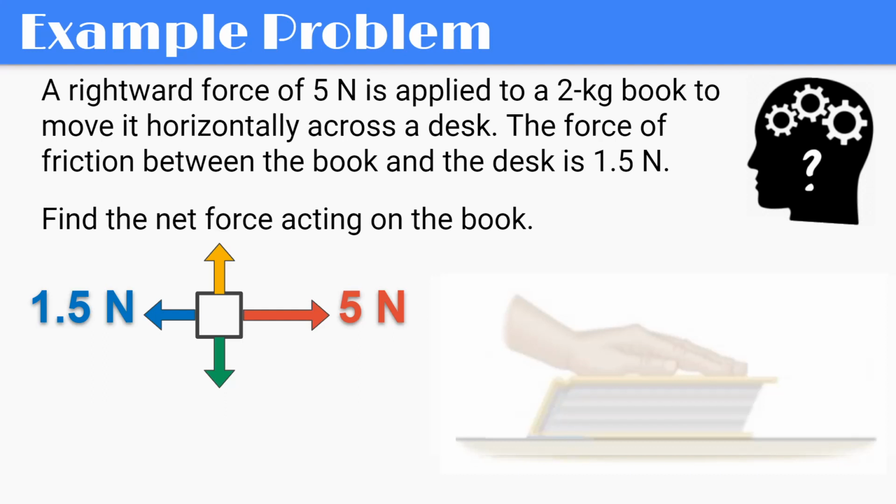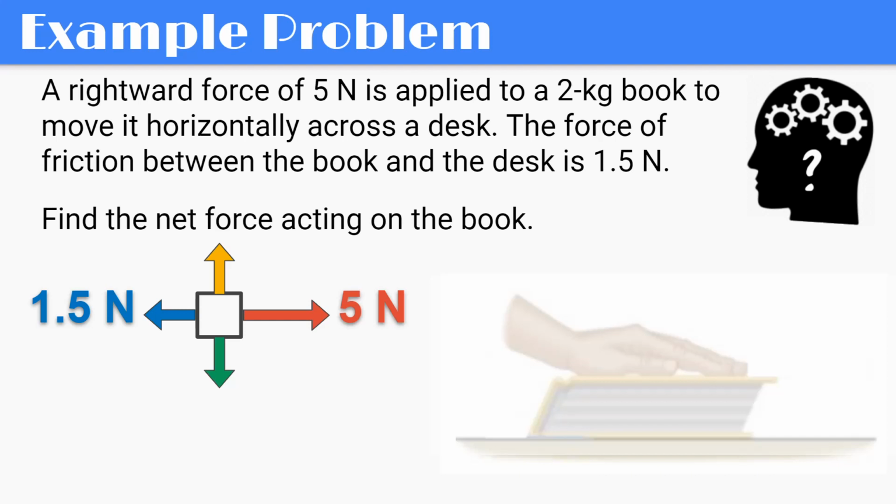All right, let's look at this example. A rightward force of 5 newtons is applied to a 2-kilogram book to move it horizontally across a desk. The force of friction between the book and the desk is 1.5 newtons. Find the net force acting on the book.